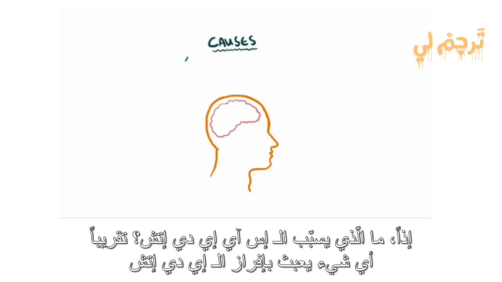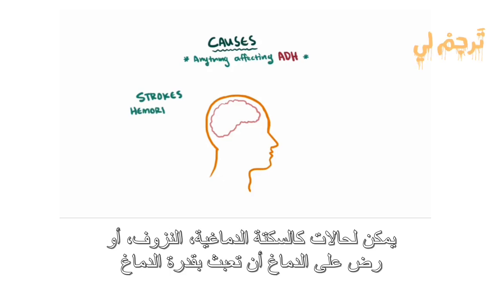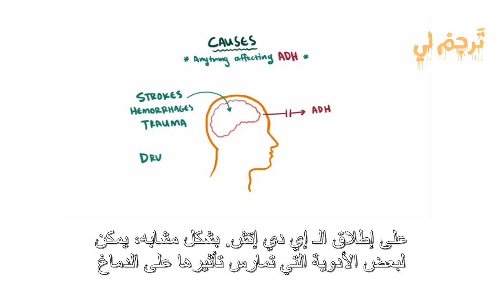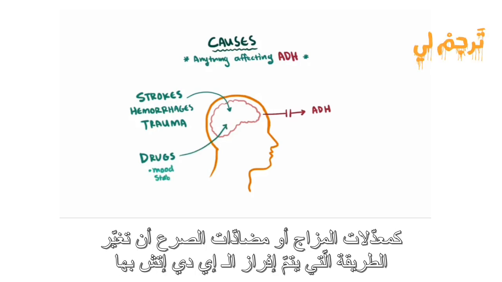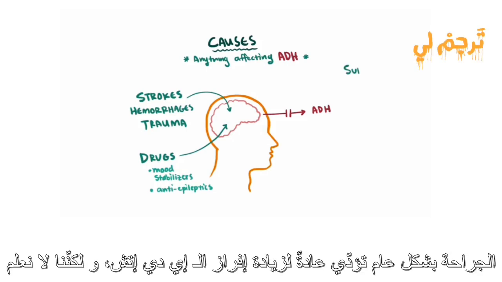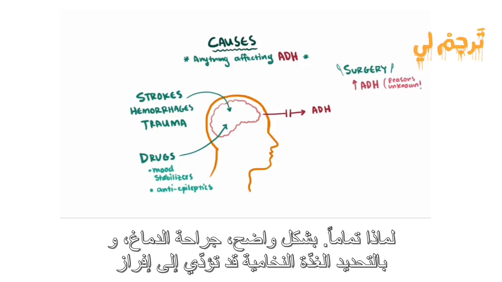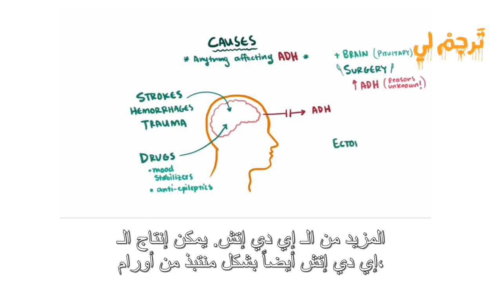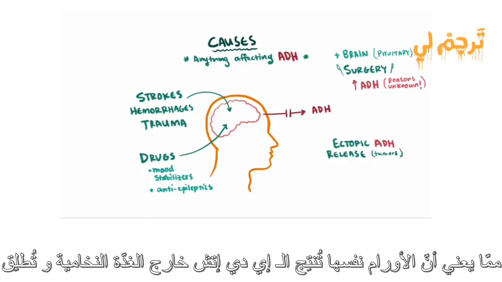So what causes SIADH? Pretty much anything that messes with the secretion of ADH. Conditions like strokes, hemorrhages, or trauma to the brain can mess up the brain's ability to release ADH. Similarly, some drugs that act on the brain like mood stabilizers or anti-epileptics can change the way ADH is released. Surgery in general often causes an increased secretion of ADH, though we're not really entirely sure why. Obviously, brain surgery, specifically to the pituitary gland, also might cause extra ADH to be released.